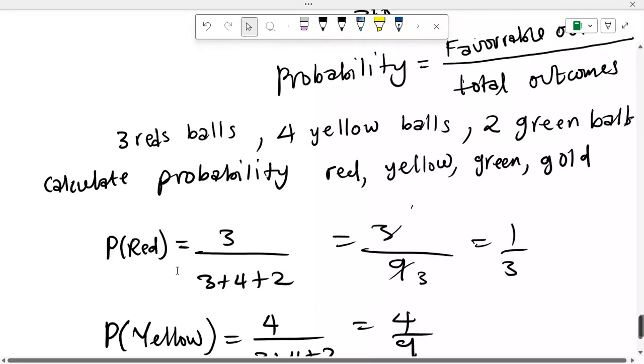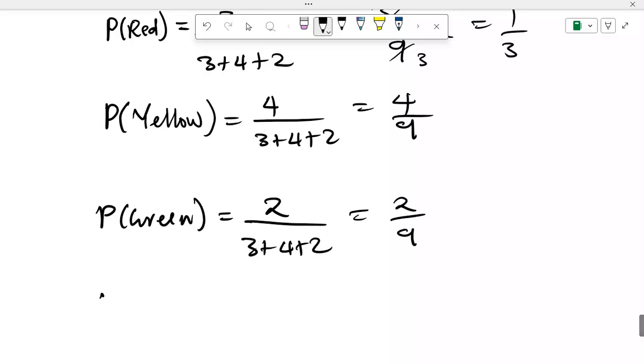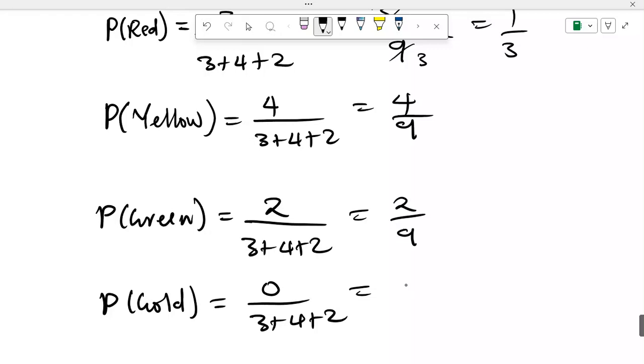Then last one, gold. So probability gold. How many golden balls do we have in the bag? 0 over, what's the total number of balls? 3 plus 4 plus 2. So I have 0 over 9, which is 0. We don't have gold, so there's no way you can have a probability of picking gold.